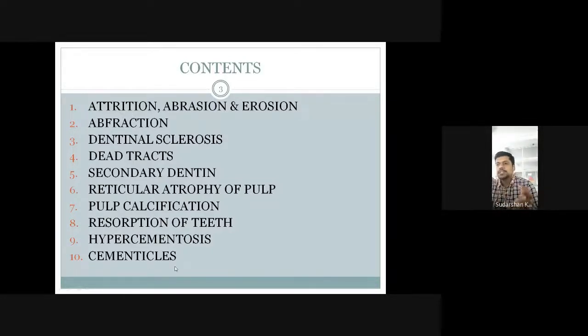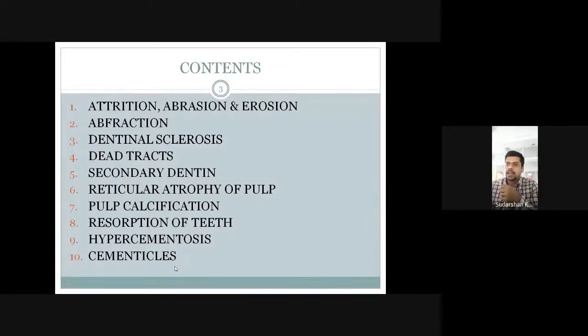And some of these things have a specific etiology. Some of these things are physiological, some are pathological. But whatever the reason, most of these changes are seen in older age groups. That is, as we age, some of these changes appear in the teeth. So commonly you see these changes. Sometimes you may consider them normal rather than abnormal because they are commonly seen.